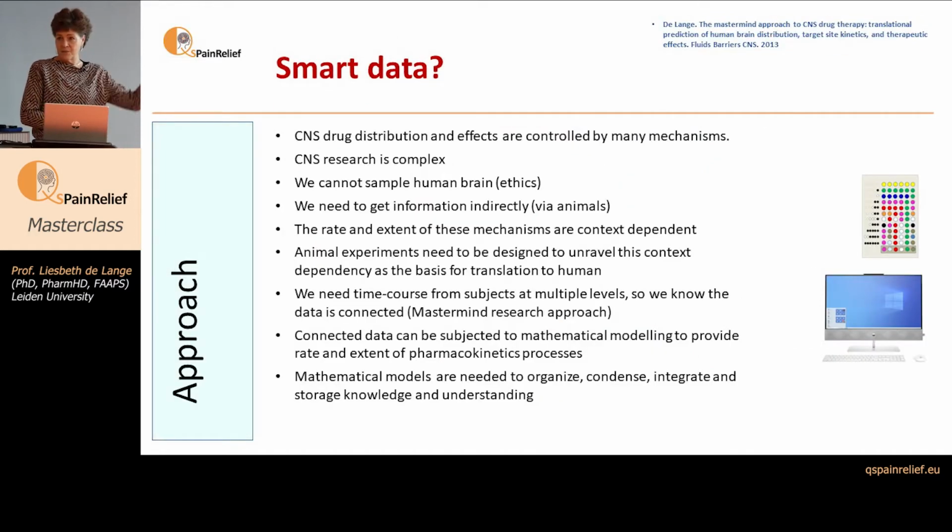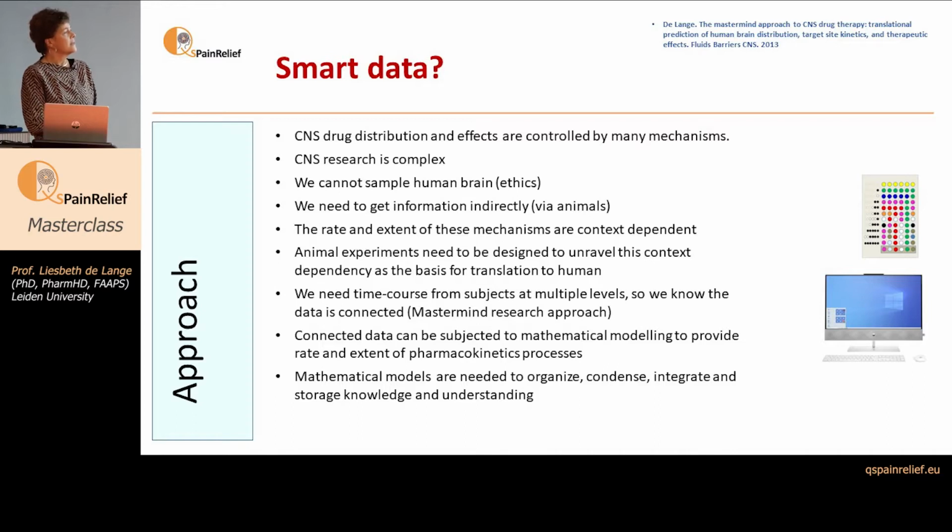So, smart data. This is a full slide with a lot of text, so I will go through. If we talk about the central nervous system, we know that effects are not easy to interpret. It is quite complex and it's controlled by many mechanisms, and we have variabilities between animals, between humans, patients, etc. So CNS research is complex.